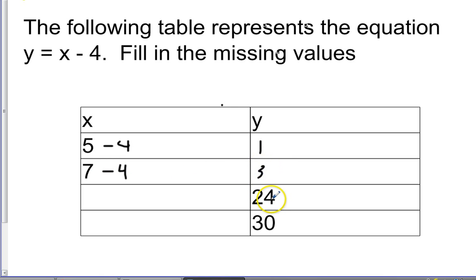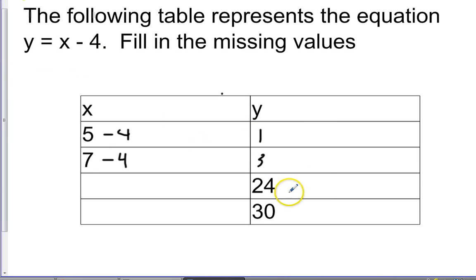But now I'm given my y value, so I have to work it backwards. So it's like solving an equation. I would have to add 4 to both sides in order to do that. So I'm going to do 24 plus 4 makes 28. And I can check to see if it works. Does 28 minus 4 make 24? Yes. So I would have to add 4 on this side, which makes 34. And I can quickly check it to see that 34 minus 4 makes 30.